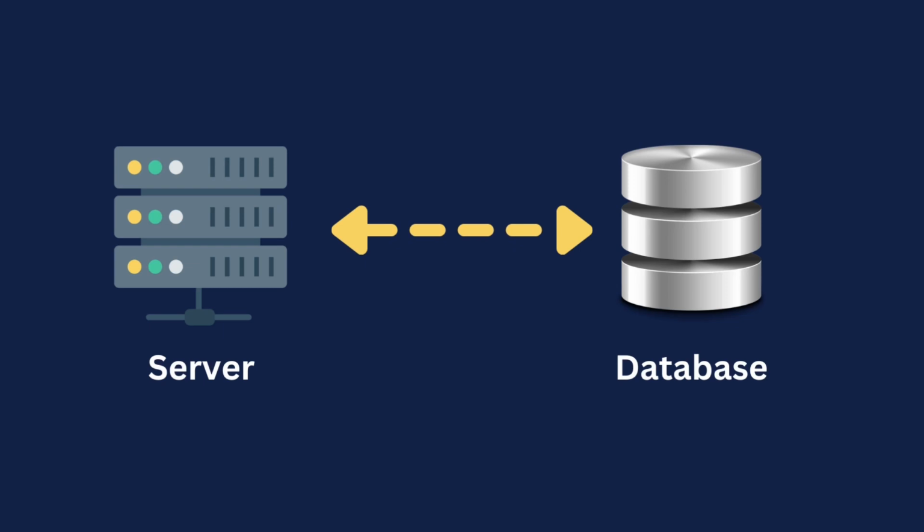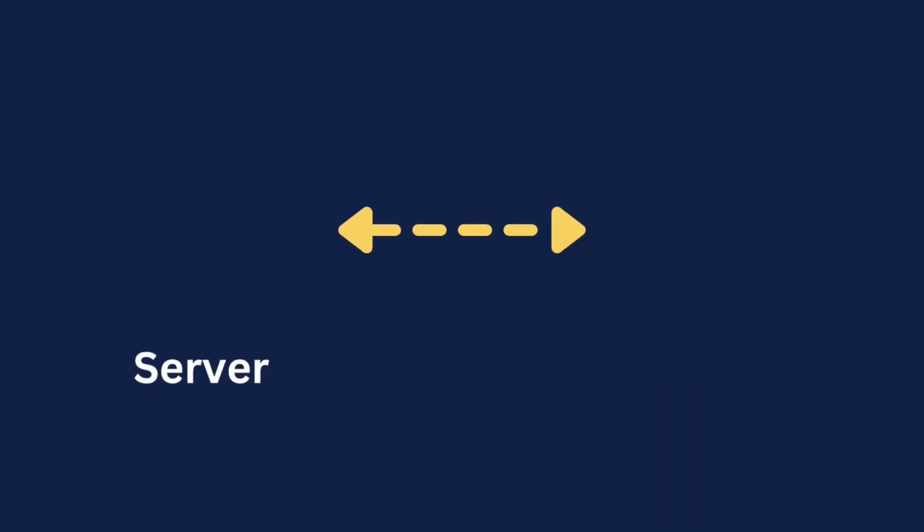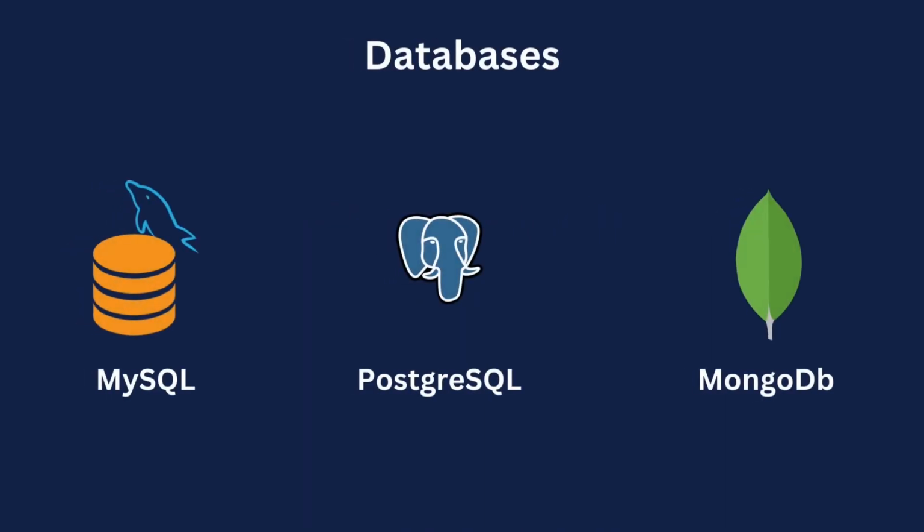Before we go on and see how we connect these servers to the database and how we put everything together into a program, we can look at several examples of databases. For example, we have MySQL, PostgreSQL, then we have MongoDB. We also have other kinds of databases, depending on the functionality or the purpose of using that kind of database.